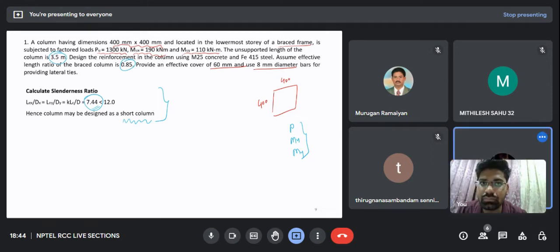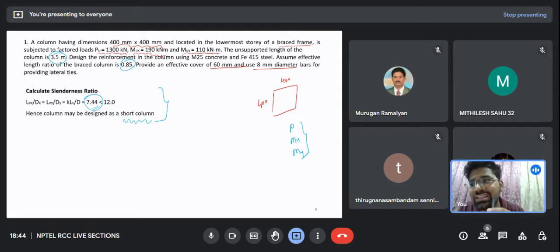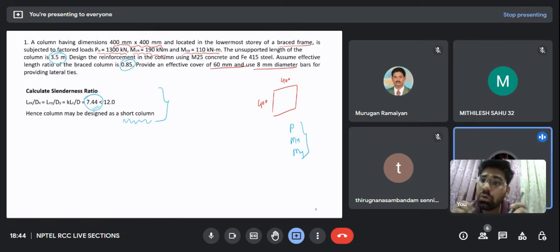D dash by D. What will I get from that? D dash by D will be useful for finding which interaction curve we should use. Okay, that is fine. I explained previously, can I design any column which is subjected to pure axial load? Is it possible? Minimum eccentricity we have to find.